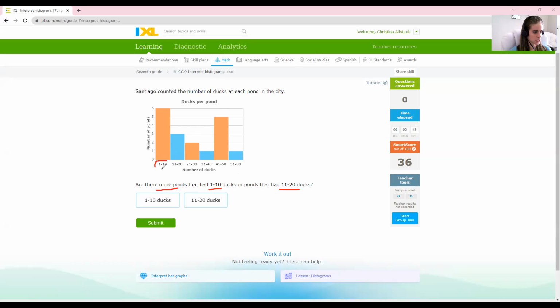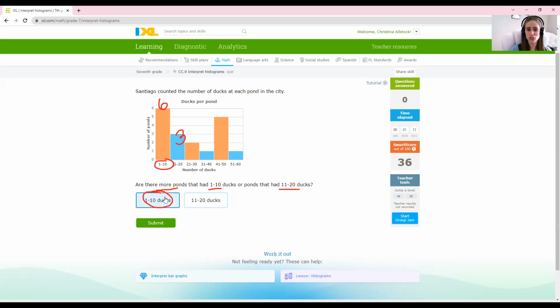So 1 to 10 ducks is right here, and I can see that there are 6 ponds. 11 to 20 ducks is the next one, blue, and there are 3 ponds. So which one has more? Well, 6 is more than 3, therefore 1 to 10 ducks has more ponds.